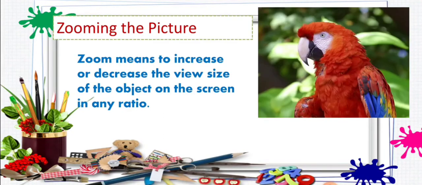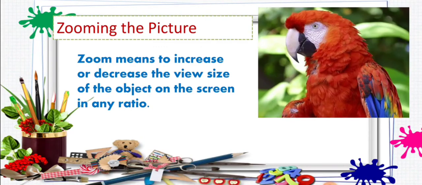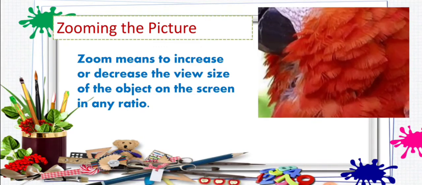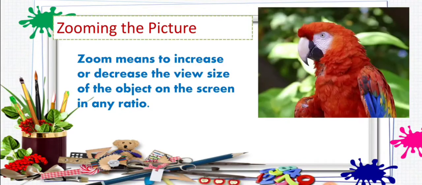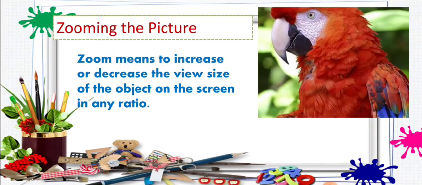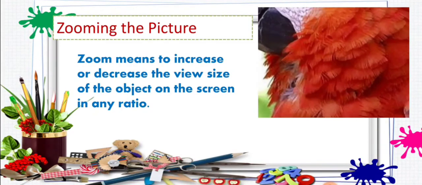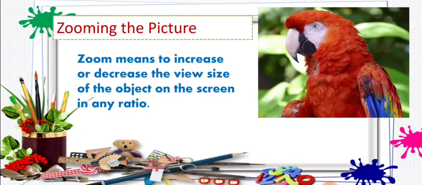Zoom means to increase or decrease the view size of the object on the screen in any ratio. It means we can increase or decrease; increase means to grow and decrease means to shrink the view of our picture. You can see on the screen one picture is given of a parrot and it is zooming.